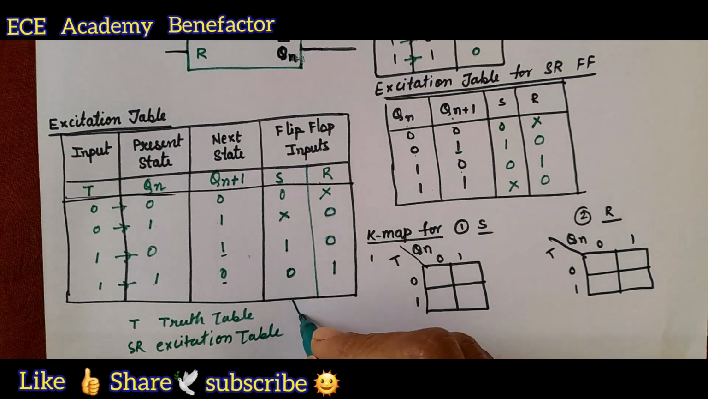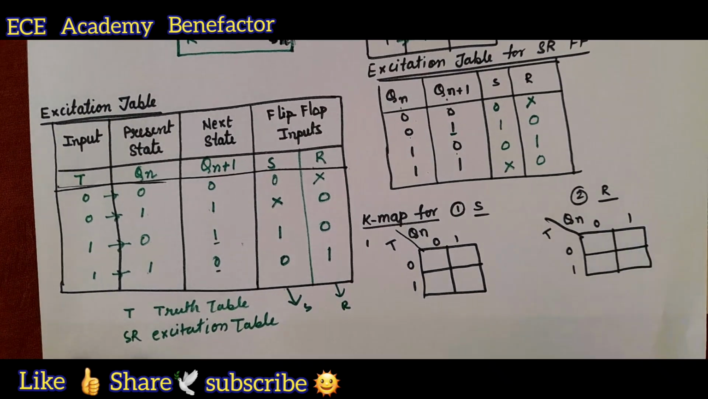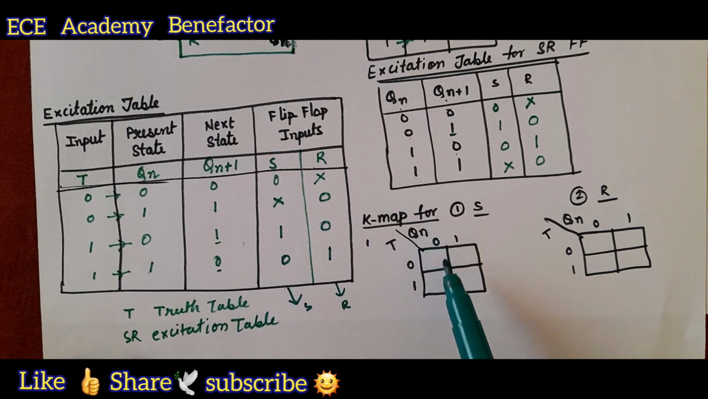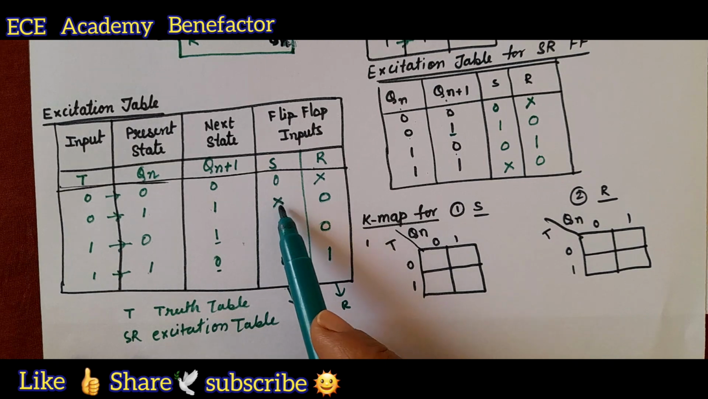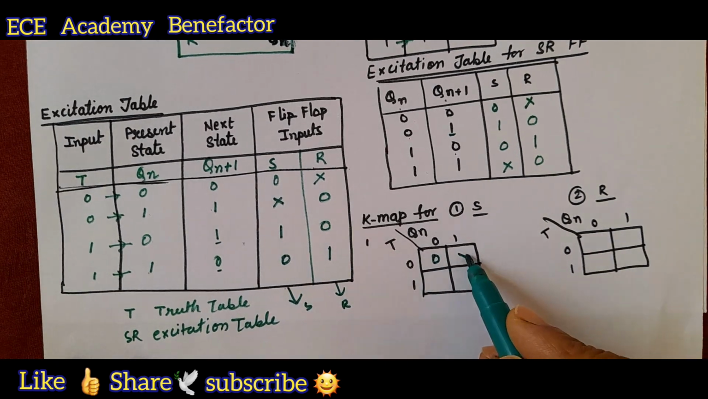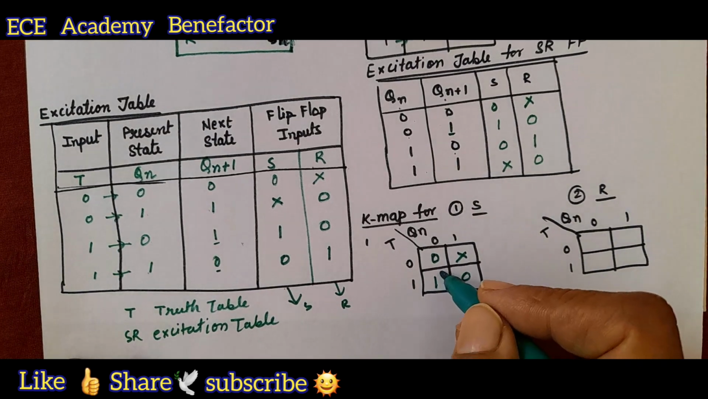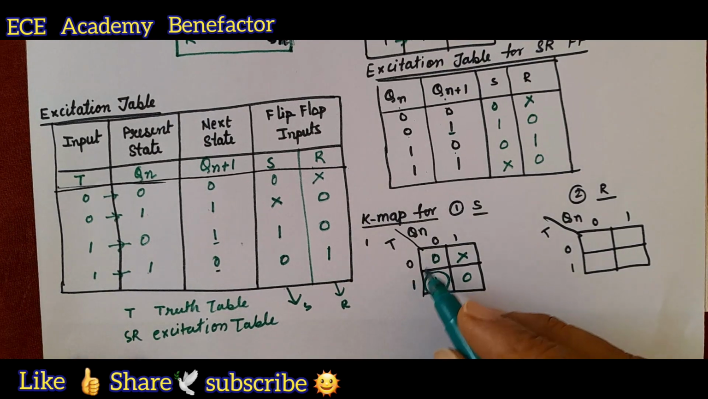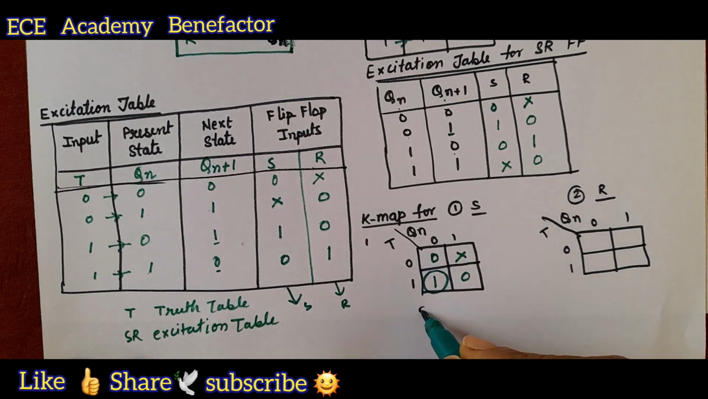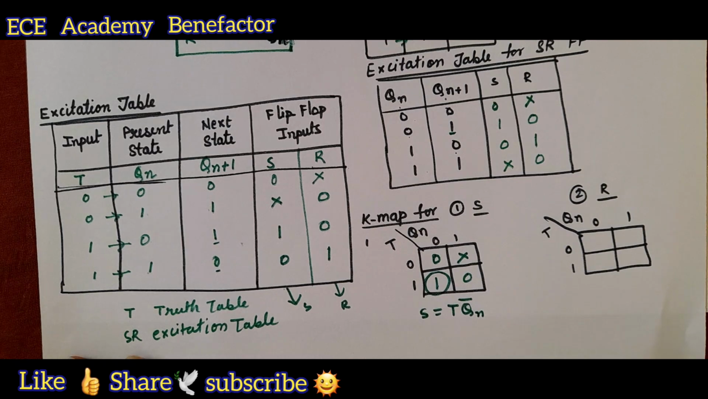Now we need to solve the K-map for S as well as for R. So this is a 2 variable K-map between T and Qn, 0 1 0 1. Let us first fill for S. It is 0 x 1 0, 0 x 1 0. Okay. So we have only one grouping here. So what is it? It is 1, it is 0. So S is equal to T for 1, Qn bar for 0. So S comes to be T Qn bar.